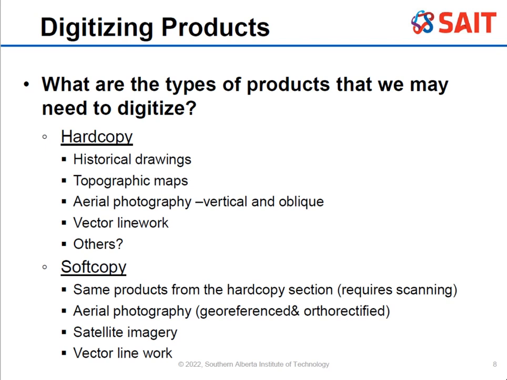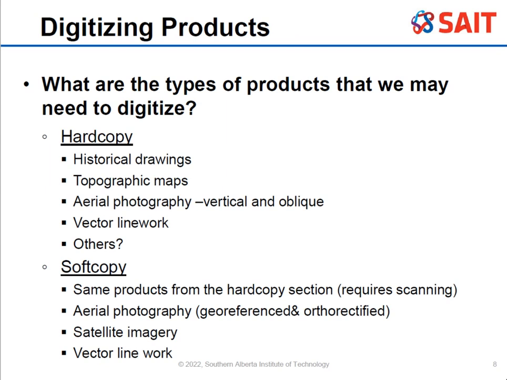So when we digitize the products, it depends on what we're trying to do. A few examples of hard copy, which is stuff that you might have to scan in: historical drawings, topographic maps, aerial photography, and vector line work. With soft copy, you can have all of those that have been scanned in. That's one of the most common ones.